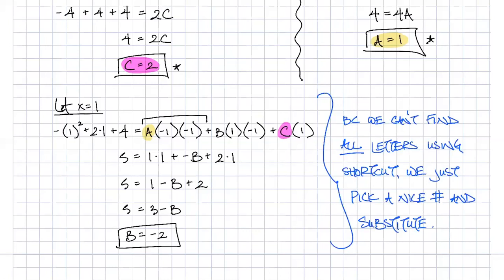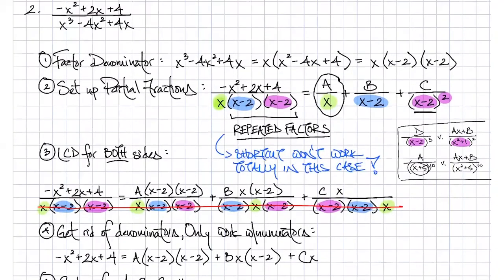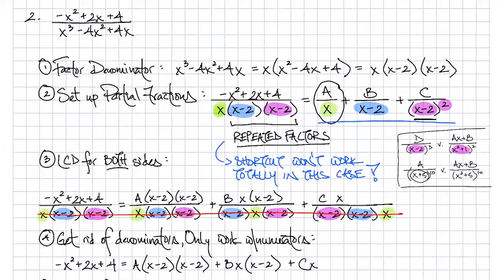Once you've got all that, you plug in 1 for A, negative 2 for B, 2 for C into this original equation, or not original, but into your setup, and then that's your final answer. Okay.